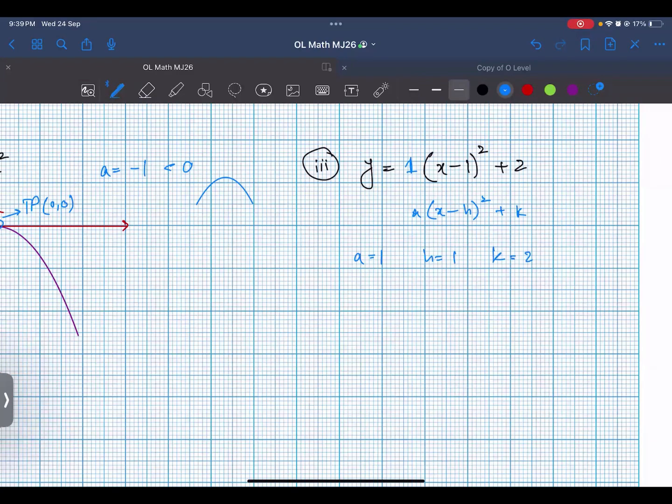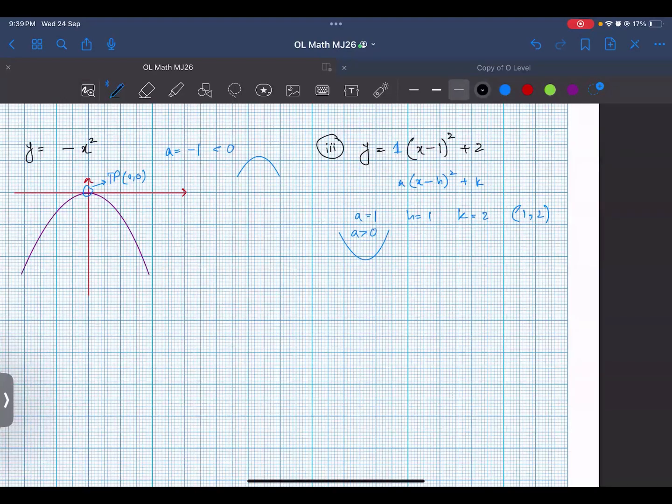The turning point is 1, 2. Sir, meaning? Yes. So this would be a smiley face. And look, how would we draw this? Sketch this.